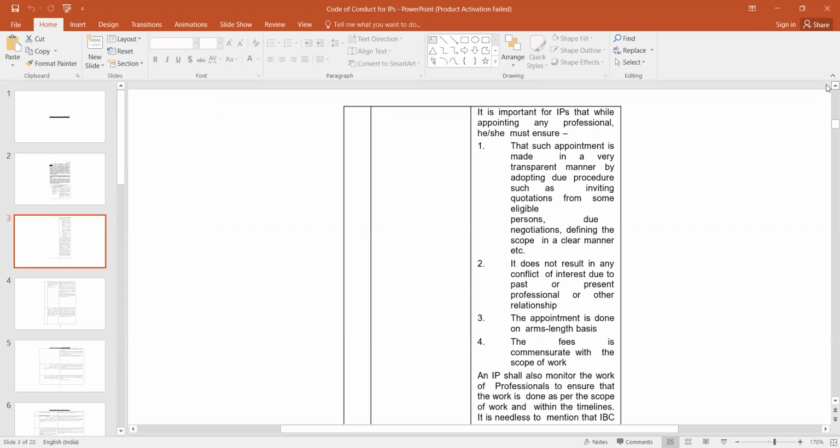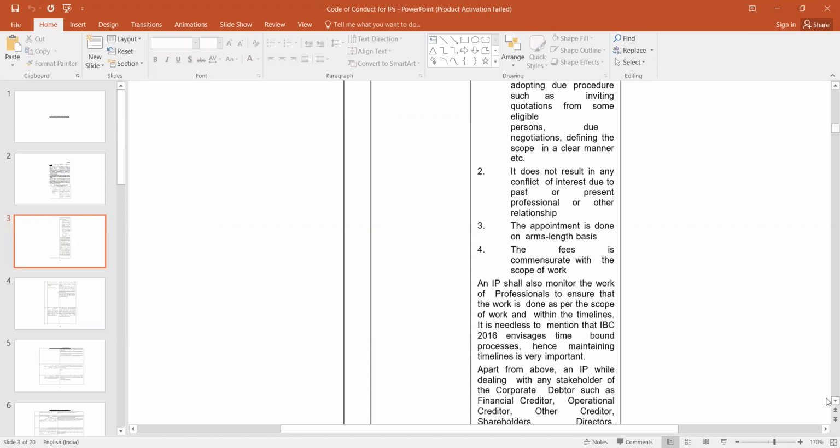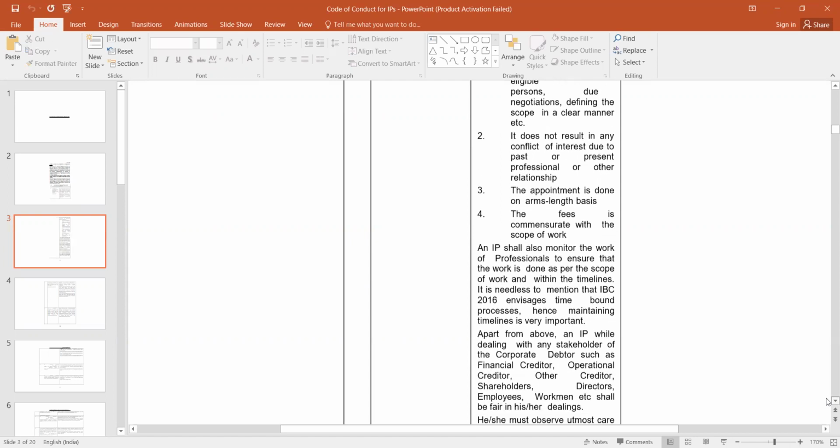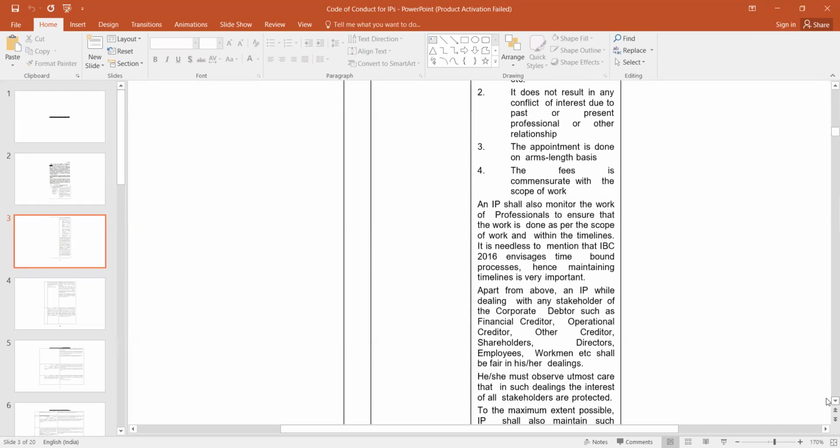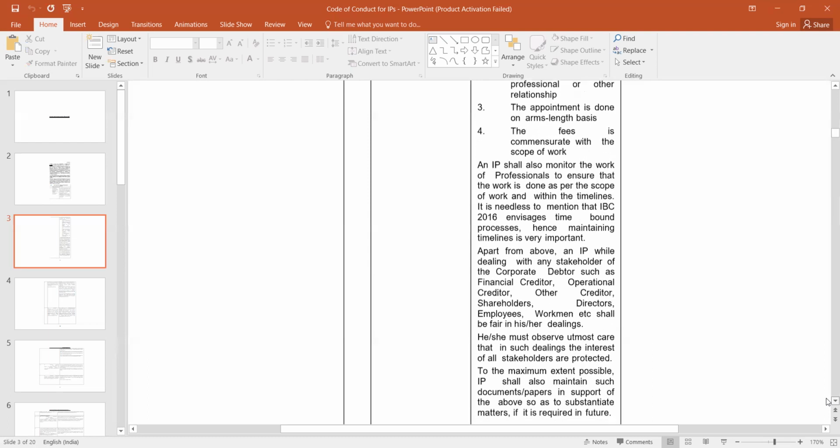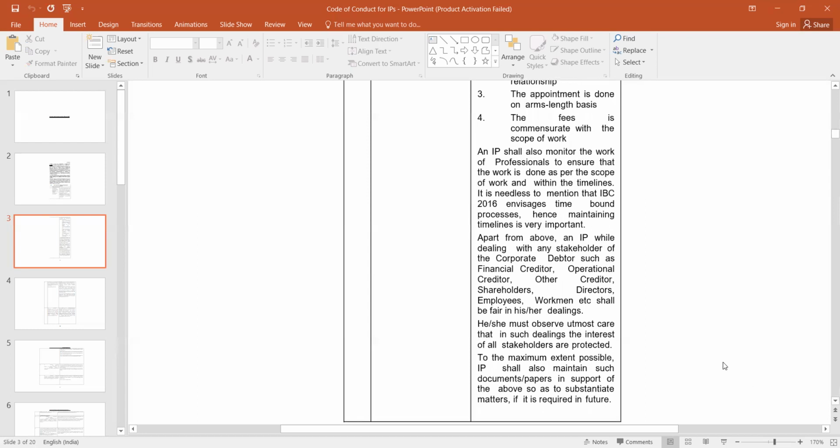Sir. Yes, please. Yes, sir. And then you have to monitor the work of professionals also, that whatever they have been appointed for, they are doing their work within the scope of work and limitations, and you are fair to all the stakeholders. This is also important, and the interest of all the stakeholders is protected. And to the maximum extent possible, IP shall also maintain such documents and papers in support of the above, so as to substantiate matters if required.